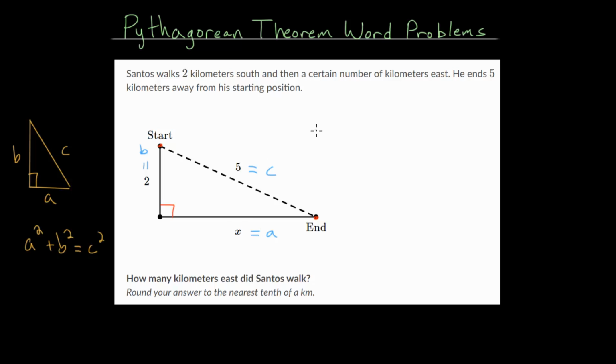So we have that a squared, that's x squared, plus b squared, that's 2 squared, is equal to c squared. And c in this case is 5, so this is equal to 5 squared. So from here, we just want to solve for x. So let's simplify first. Since 2 squared, that's just 2 times 2, that's 4. 5 squared, 5 times 5, that's 25. And we'll subtract 4 on each side so that we get x squared is 21.